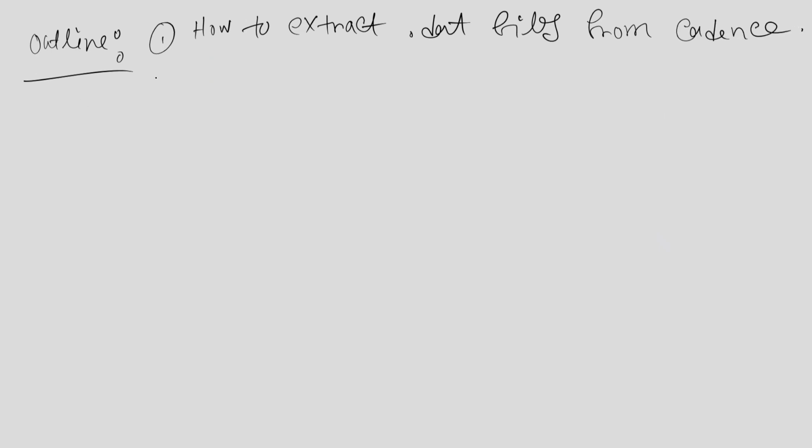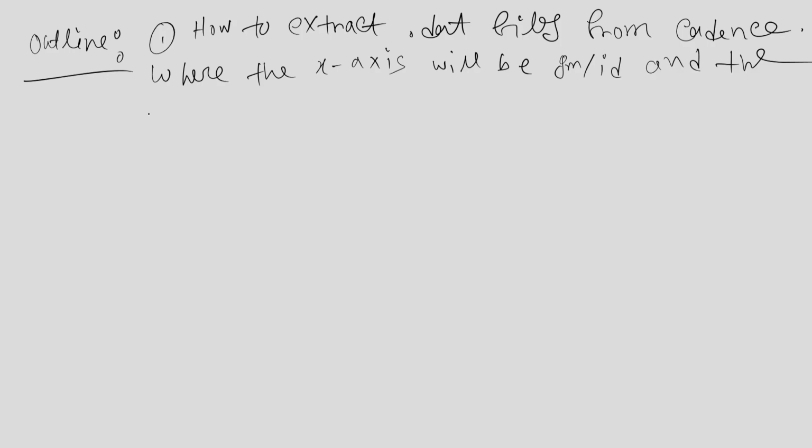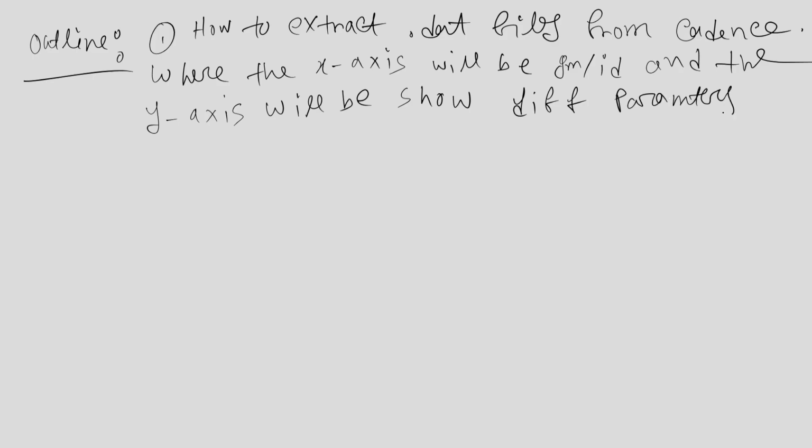where the x-axis will be your GM over ID, and the y-axis will show different parameters. So this is the first outline.